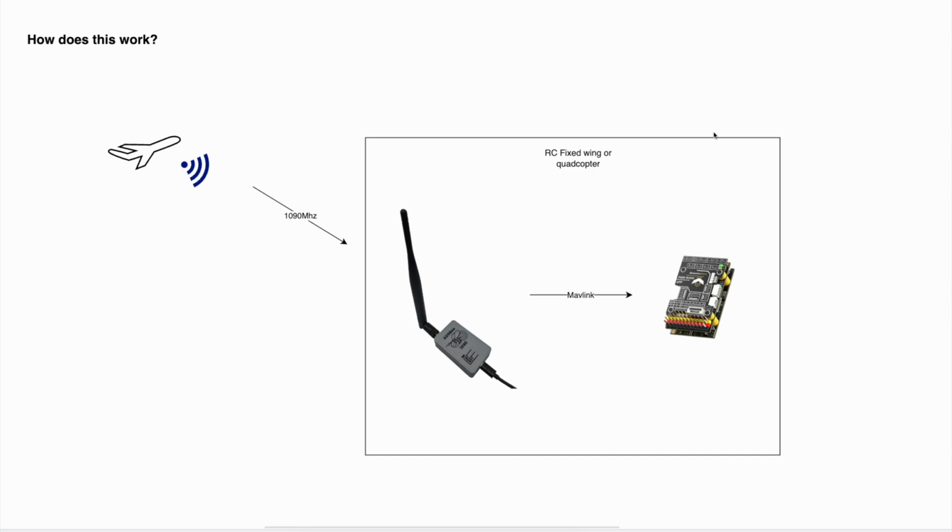First, a quick overview of how it works. The board will connect to your flight controller over UART using the Mavlink protocol. So while your fixed wing or quad is flying around, it'll be getting signals directly from planes to update positional information in iNav.